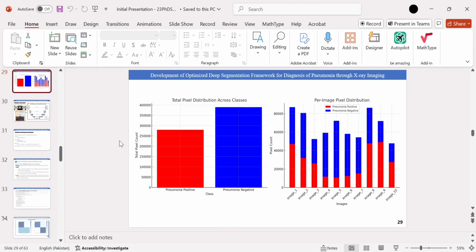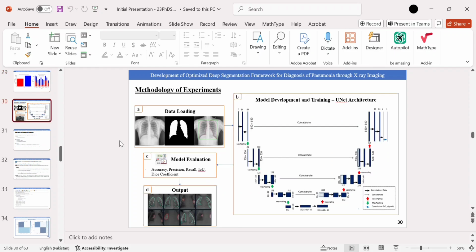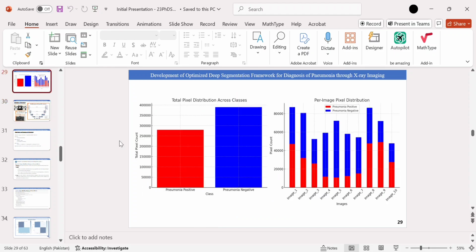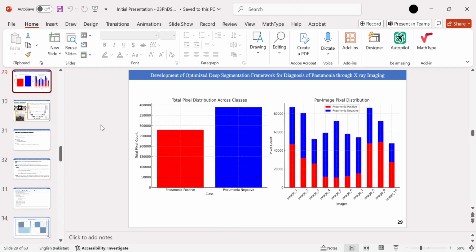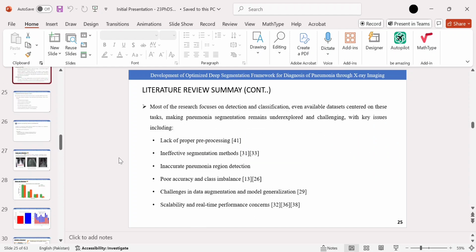And also I would like to tell you about the distribution. For the pixel wise distribution, I calculated it using the segmentation mask that I explained earlier, the black and white image, where black is the background and white is the foreground. Using that segmentation mask, where each pixel is labeled pneumonia positive as 1 and pneumonia negative as 0, with the numpy sum function we can count the pixels belonging to each class. This process is repeated for every image to calculate the per image pixel distribution.